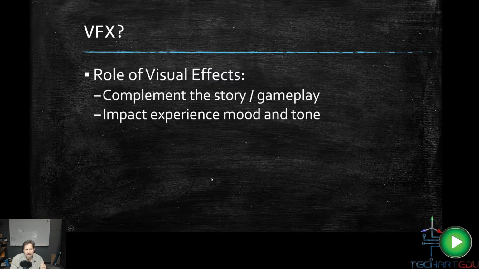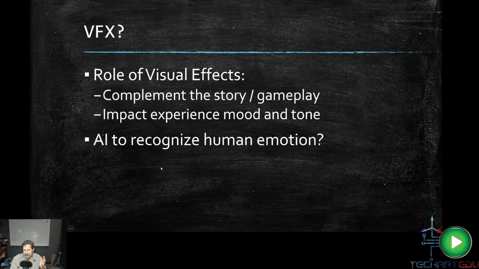They impact the mood and the tone of the experience. That's the role of a visual effect. And visual effects are a huge influencer towards that mood and the tone. But what about AI recognizing human emotion? Impacting the human experience? Does that really happen?